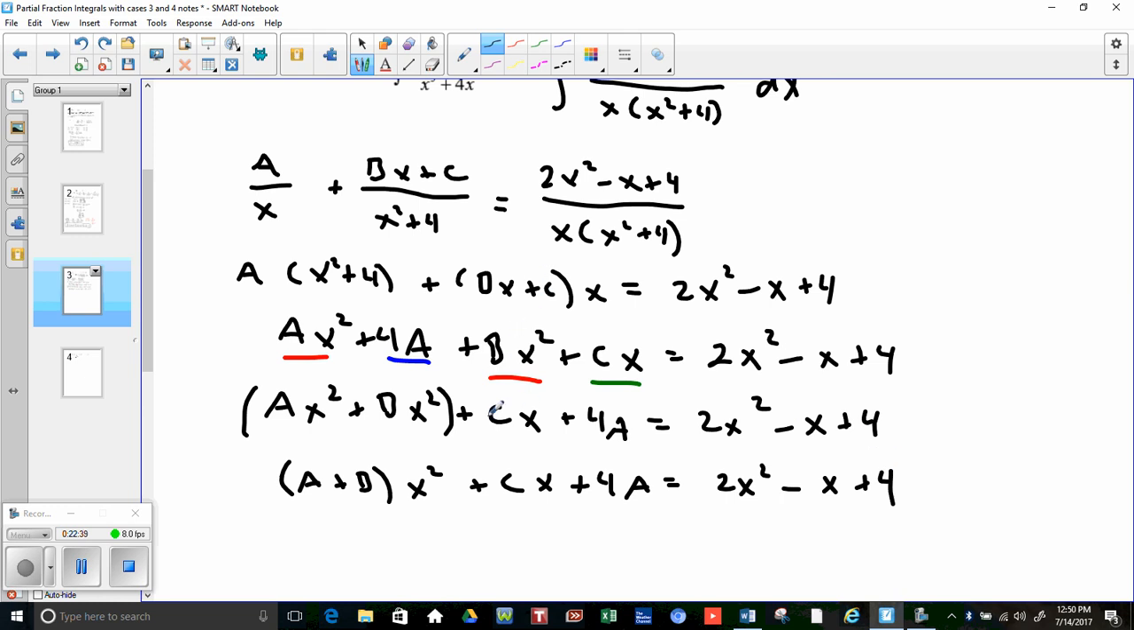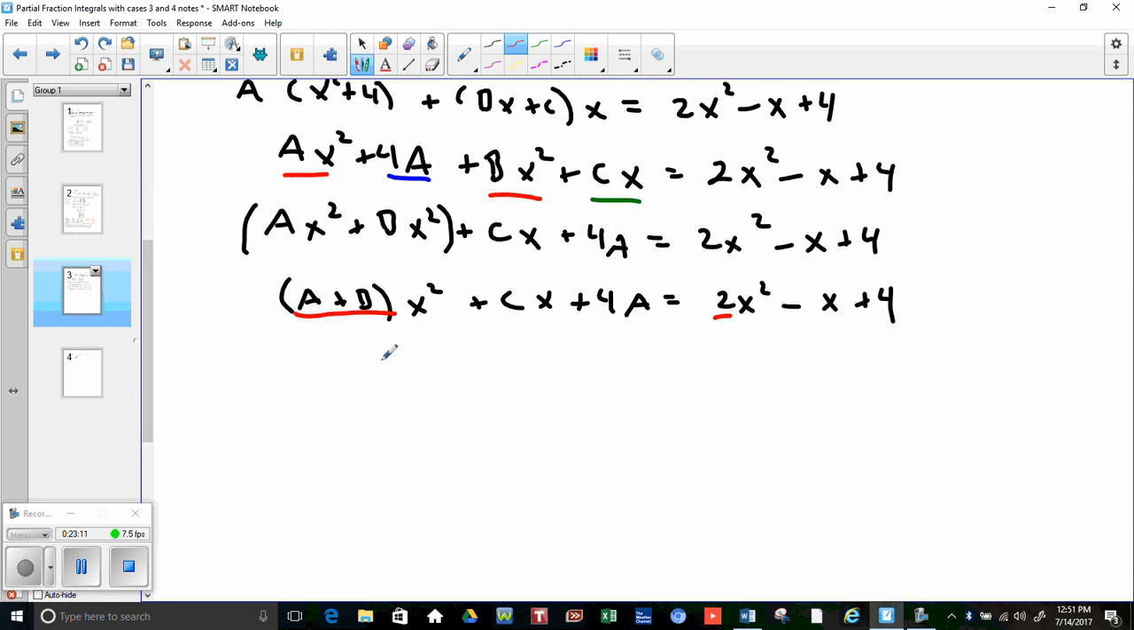Here's what you need to understand. In order for this whole equation to be equivalent, whatever the coefficient of my x squared is here needs to be the same as my coefficient of the x squared here. So this a + b must equal 2. This a + b has to be equal to 2 in order for the x squareds to be the same. So down here, we're going to set this up as a + b = 2.